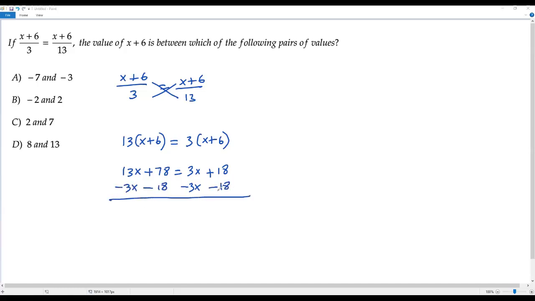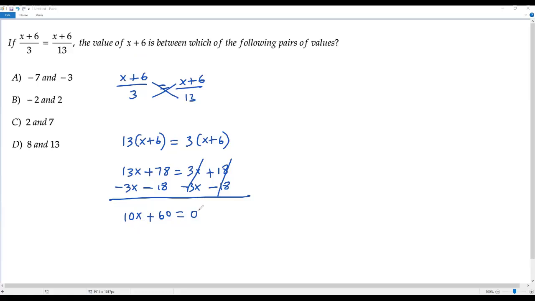When I do so, positive 3x and negative 3x cancel out. The same thing, positive 18 and negative 18 cancel out. When I combine 13x and negative 3x, I get 10x. When I combine positive 78 and negative 18, I get positive 60 equals 0. Now here the coefficient of x is 10 and the constant is 60. Both of them are multiples of 10. So if I divide the whole equation by 10, I think I'll have a chance to get the value of the expression x + 6.